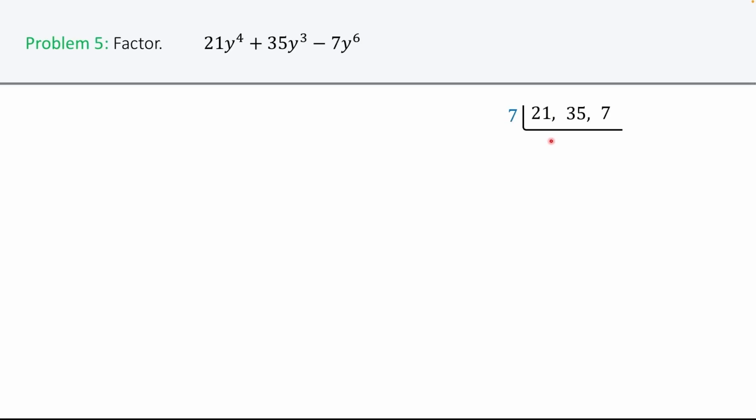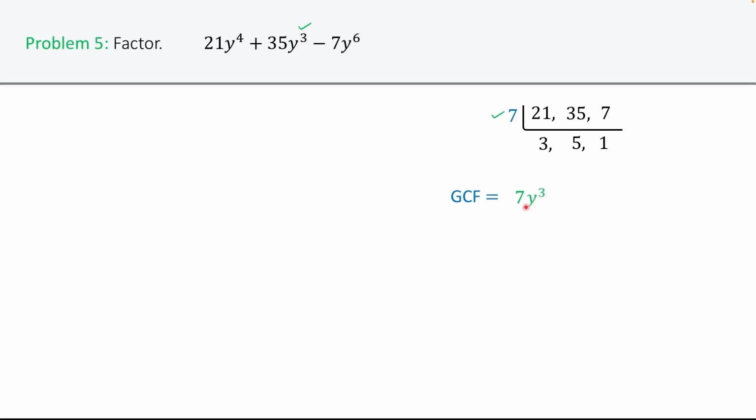21 divided by 7 is 3. 35 divided by 7 is 5. 7 divided by 7 is 1. Now these numbers cannot be divided by any number. So the greatest common factor of the numbers is 7. Next, find the GCF of the variable. We have y to the 4th, y to the 3rd, and y to the 6th. 3 is the smallest exponent. So the greatest common factor of the variable is y to the 3rd.